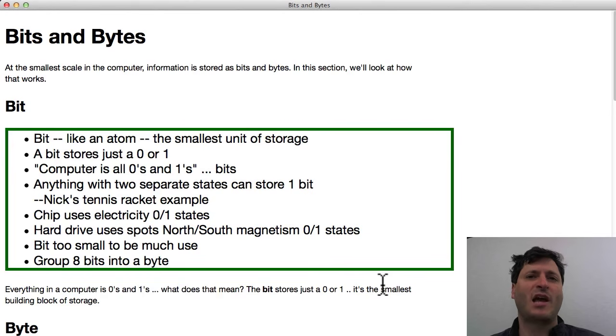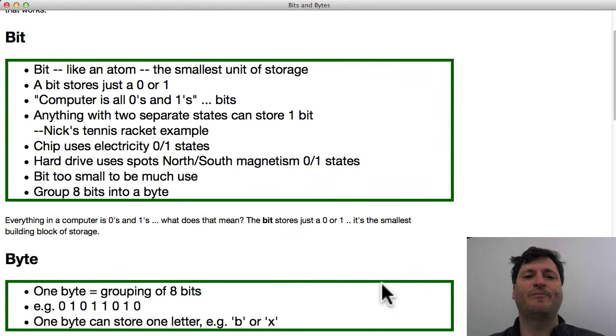So in this section, I'm going to talk right at the smallest level inside of the computer, at individual bits and bytes. So a bit in the computer is the smallest amount of storage that you can have, like an atom. So a bit just stores a 0 or a 1. Those are the only two states it can do. So you may have heard the expression, oh, well, in computers, it's all zeros and ones. That's referring to bits. Everything in the computer is built up out of these larger and larger collections of these simple bits, which are just 0 and 1.